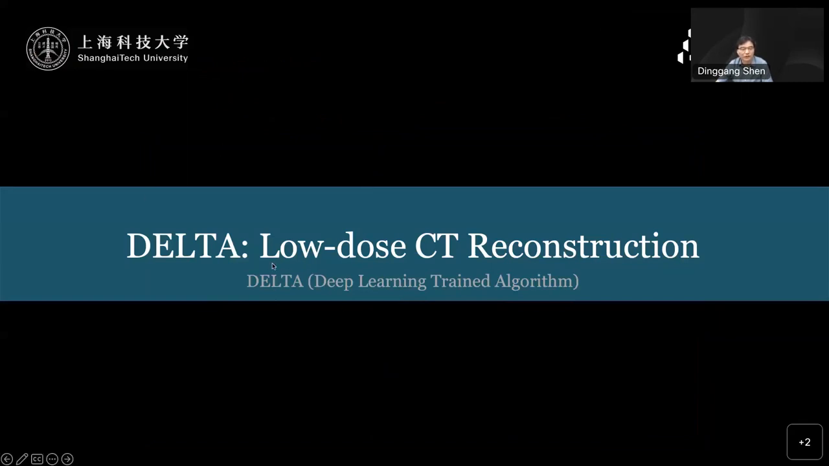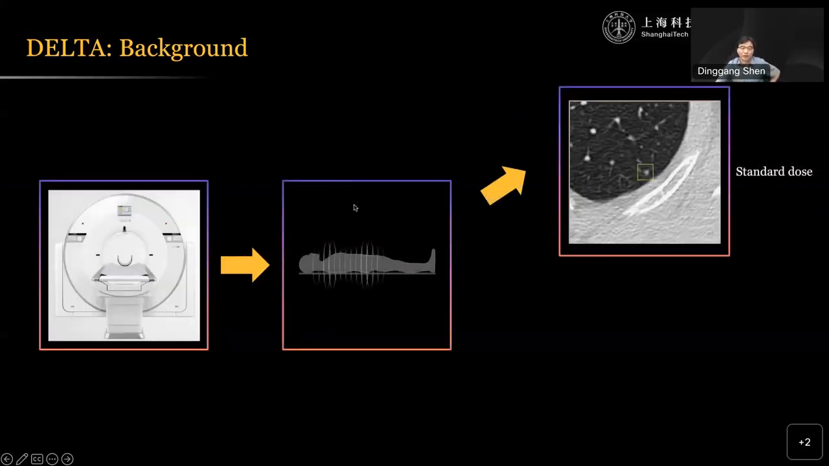And here I'm going to talk about the second application of the image mapping algorithm, or deep learning algorithm, we call DELTA. DELTA stands for Deep Learning Trained Algorithm. And we use this algorithm for low-dose CT reconstruction. It's very important that we want to reduce the dose when we scan CT images. Of course, if you use a regular number of projections, and if you use CT for lung nodule detection, you can see clearly, for example, the nodule in the CT image.